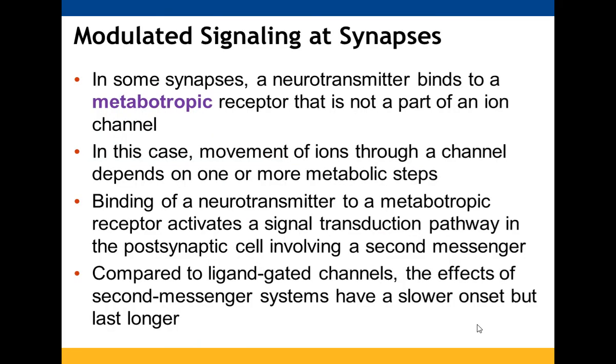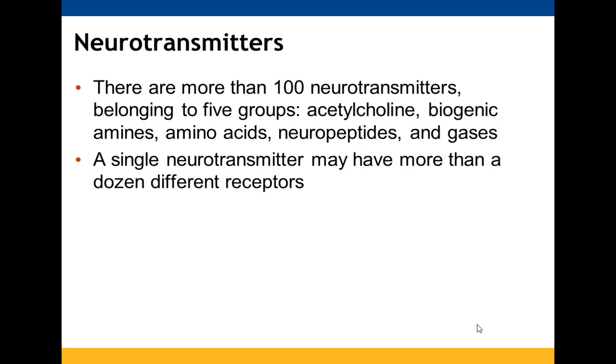At some synapses, the neurotransmitter binds to receptors that are not part of ion channels, metabotropic. When this takes place, the ion is able to move through the channel via metabolic steps. The neurotransmitter, when it binds to it, will set off a signal transduction pathway involving a second messenger. And so, although it is not going to necessarily generate an action potential, they will take a little bit longer to get going, but they also last longer.